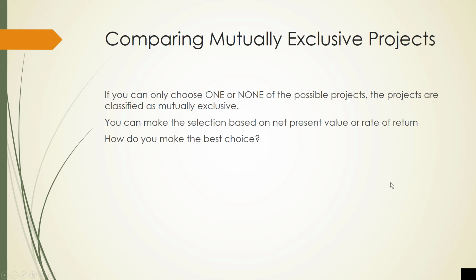Now, we can make our selections based on any of our financial criterion, but typically net present value and rate of return are used, and they should interchangeably give us the same result. So let's look at how we can use these techniques to make the best choice.